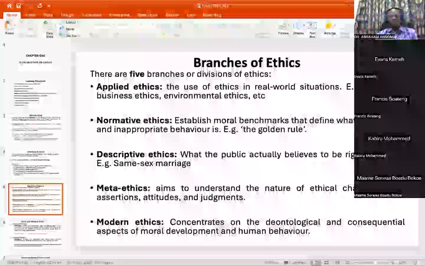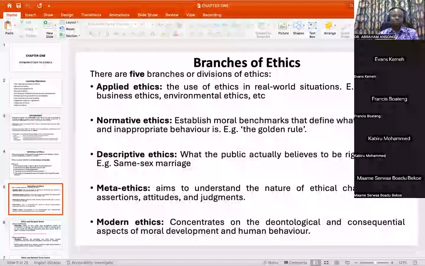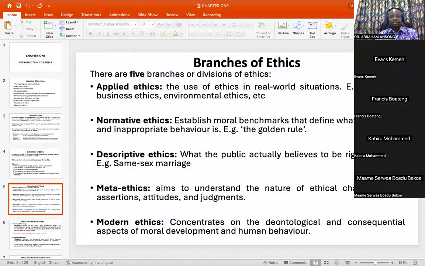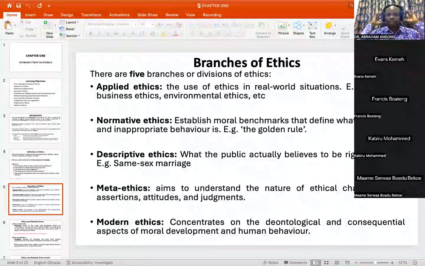So there are 5 branches or divisions of ethics. We have the first one known as applied ethics. That is the use of ethics in real world situations. An example is bioethics. So when it gets to medicine or biology, ethical issues dominate in reality. Okay, so one example is the issue of mercy killing, for example.